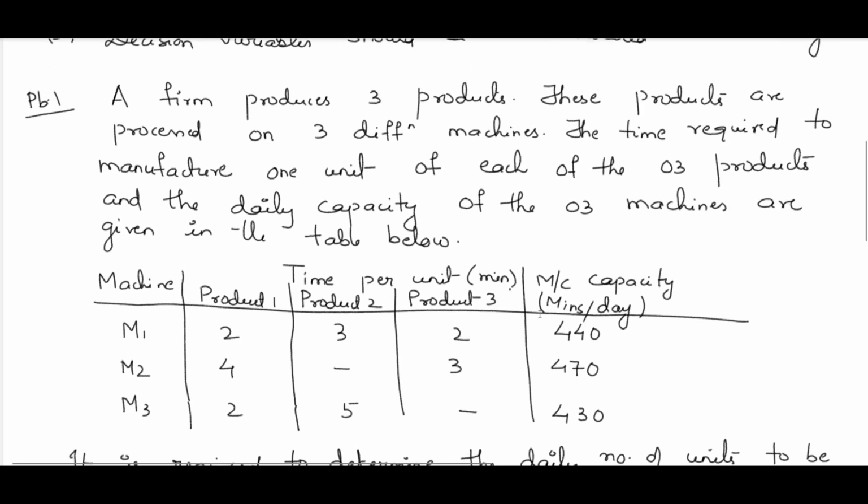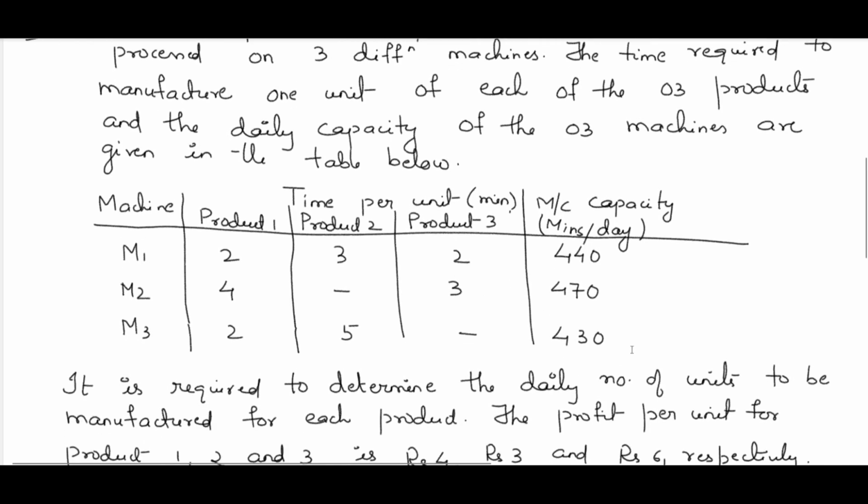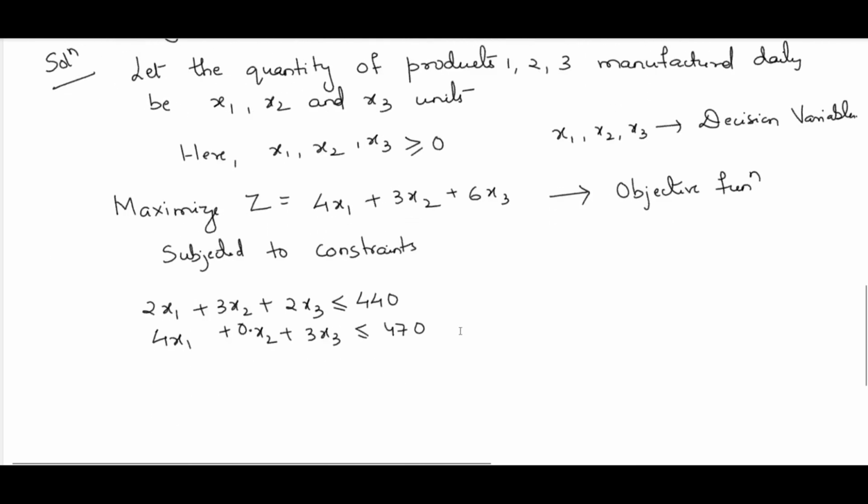Similarly, the machine 3 limitation is 430 minutes per day. It is 2x1 plus 5x2 plus 0x3 is less than or equal to 430. So these are the mathematical formulations we have done.